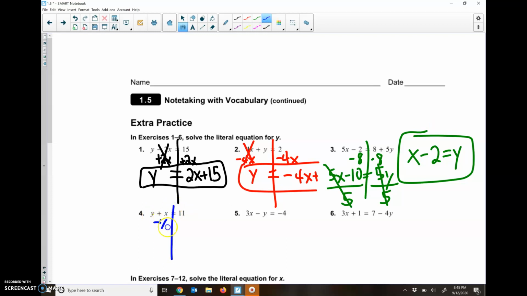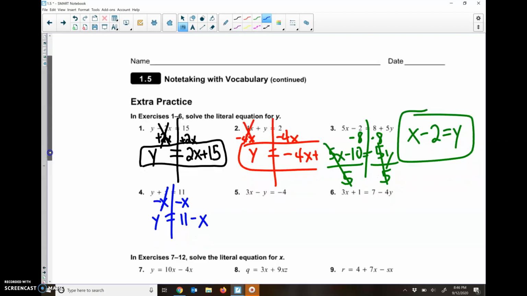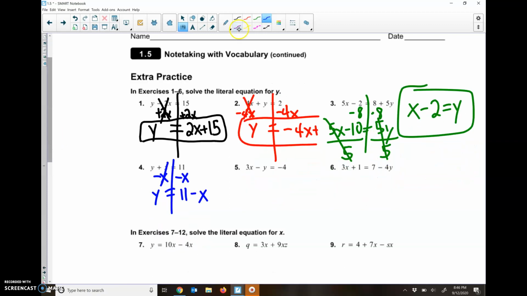It's a plus x, so I'm going to minus x. Y is by itself now, so it equals 11 minus x. Okay, you can see here I kind of wrote these a little differently. If you have 15 plus 2x, that's fine. Here if you had 2 minus 4x, that's fine. Here if you did negative x plus 11, that's fine. Doesn't matter which one really comes first. As you can see, I mix it up and they're both right.